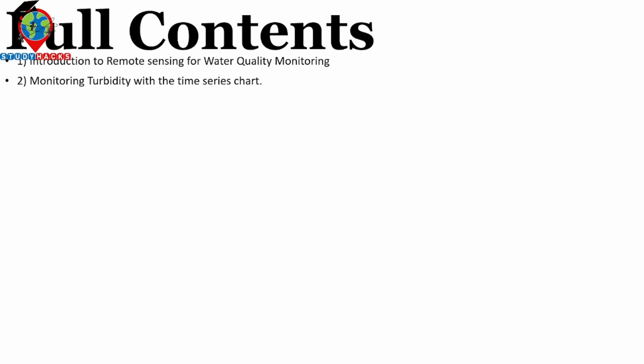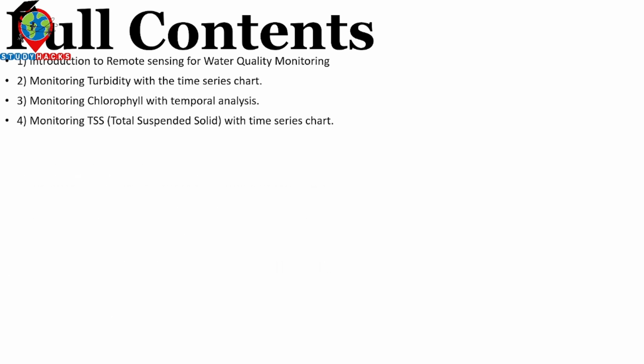We also talk about chlorophyll. Chlorophyll is another important water quality parameter. We also do the temporal analysis of chlorophyll, when it is high and when it is low. We can easily get this idea from here. And we talk about total suspended solids, TSS. It's a very important parameter, and we also make the temporal analysis for it.